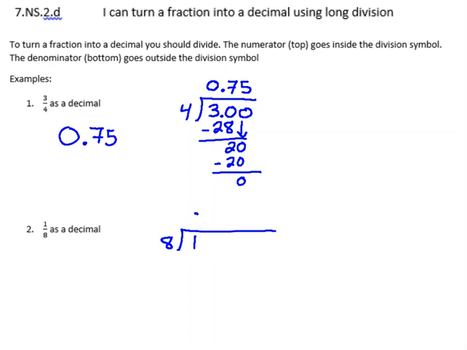Let's do 1/8. So the top goes inside the division sign, the bottom goes outside. 8 can't go into 1, so I'll put the 0. There's always a decimal after a whole number here, and I'm just going to bring it up, and then I don't have to worry about it anymore.